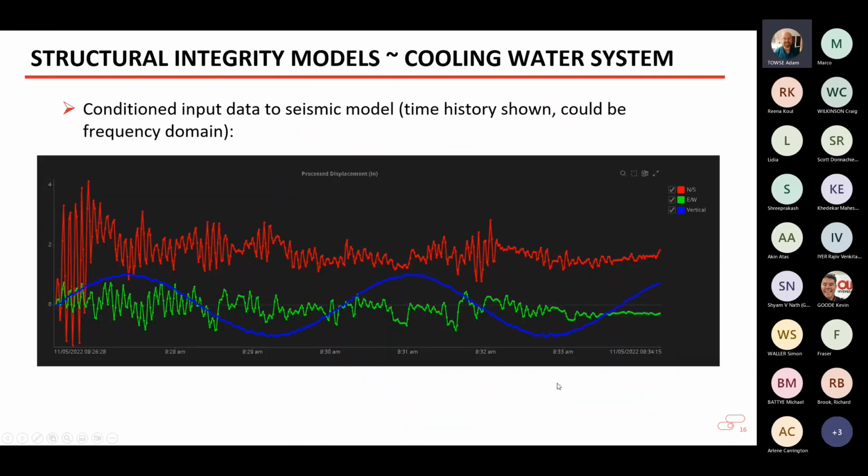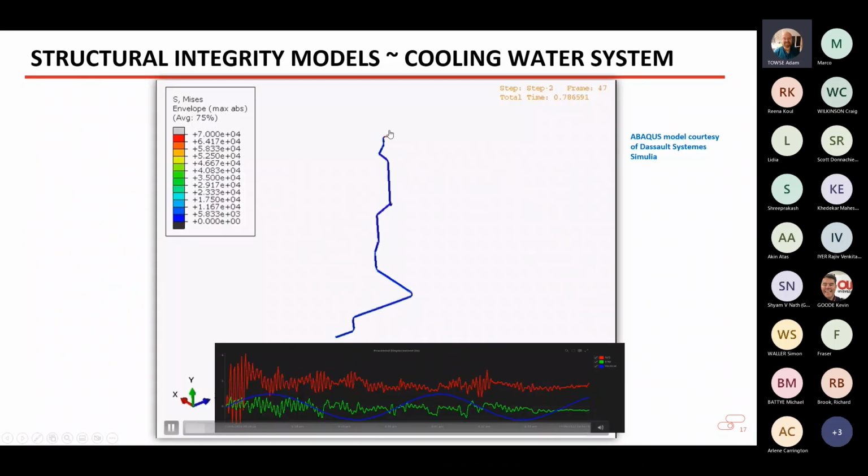Okay, so why would we want to do this? Here's an example of an entirely synthetic earthquake that we've created, and this is a model of a cooling system. It's a public domain model, so I can show you this. This is, for example, some feed water going into a key part of a reactor plant, and therefore has to be seismically qualified.